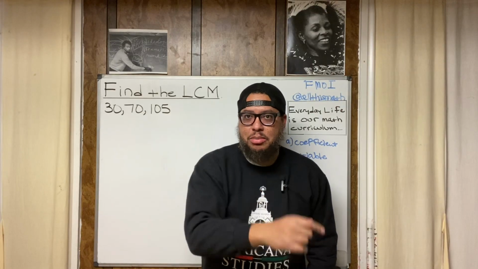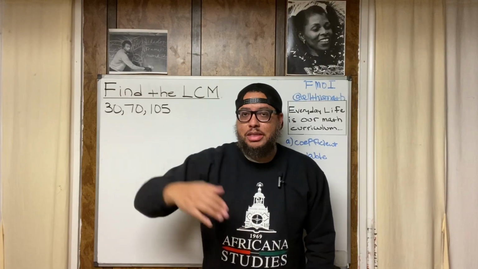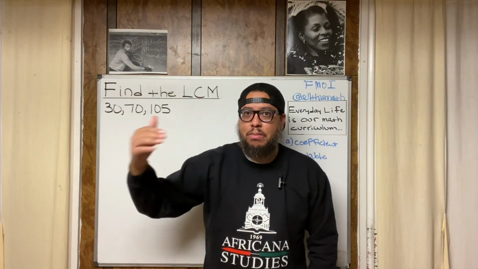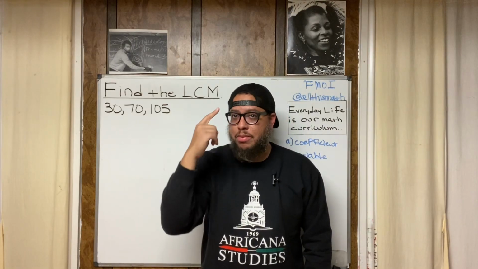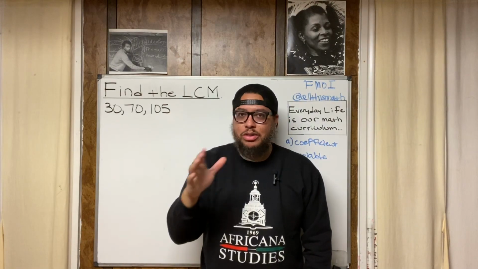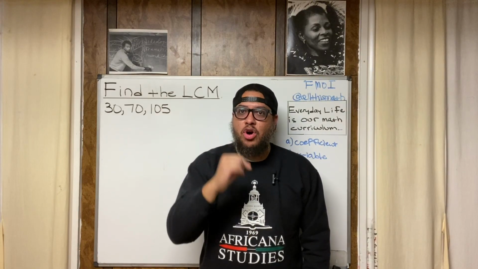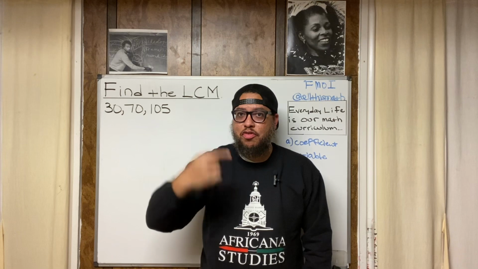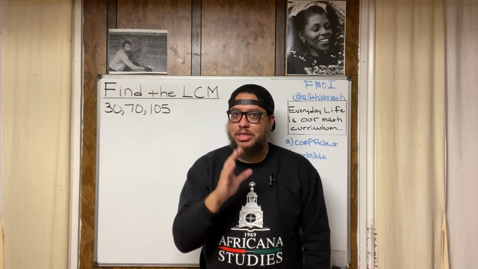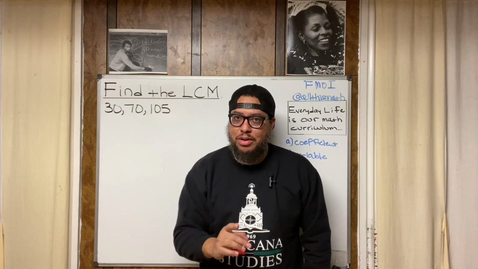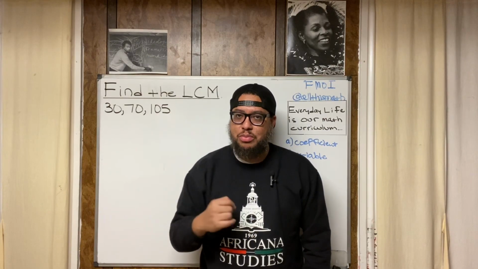So the factors are the numbers that get multiplied to make another number. The multiple is the number that gets made. Now here's another thing to keep in mind. Don't let it confuse you. Every number has itself as both a factor and a multiple. I'll say it a little slower: every number has itself as both a factor and a multiple.